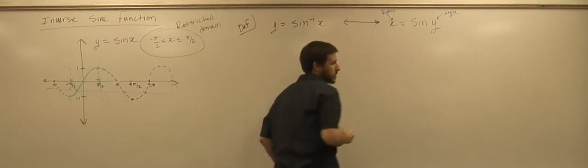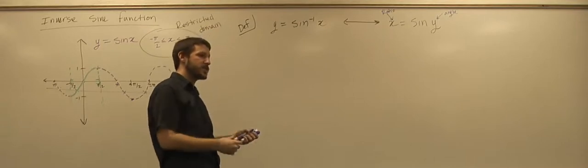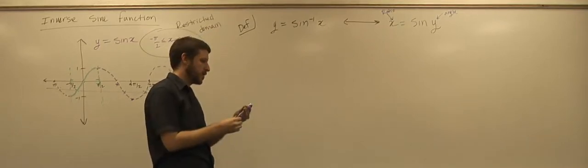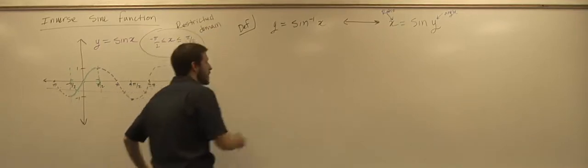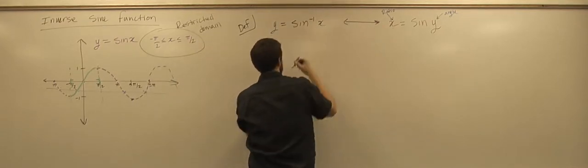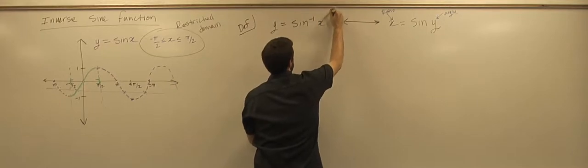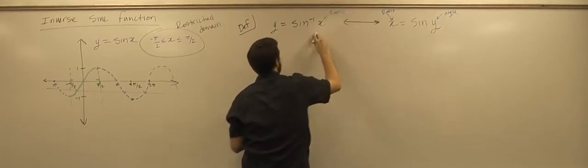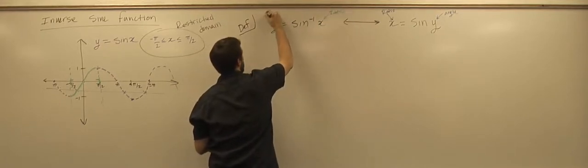That's how sine works. So what inverse sine does is it goes backward. Inverse sine eats a ratio. So the ratio is here now. And it spits out an angle.